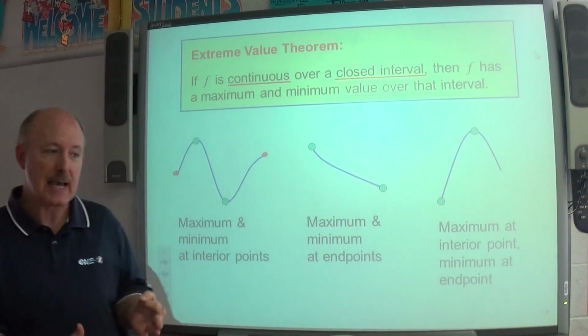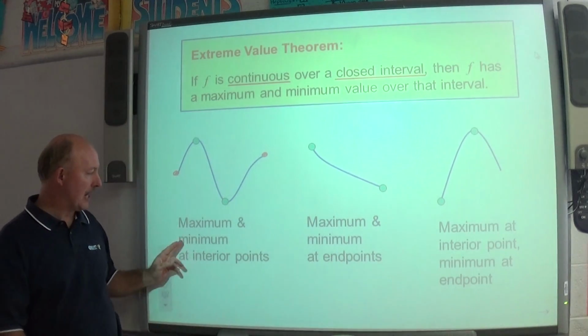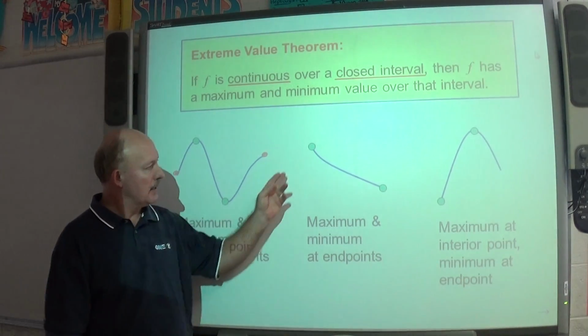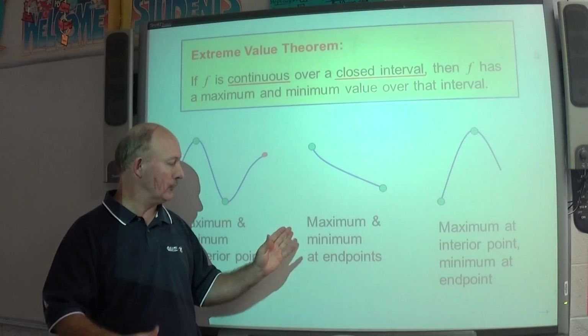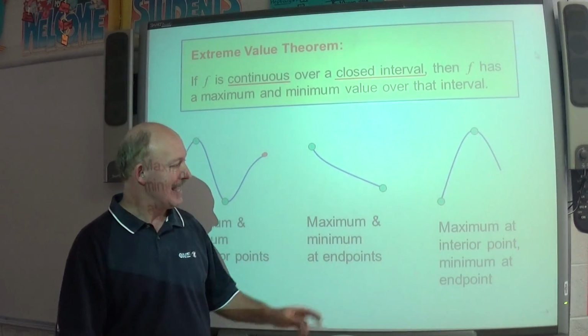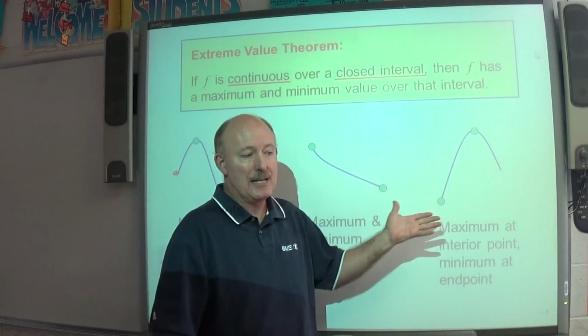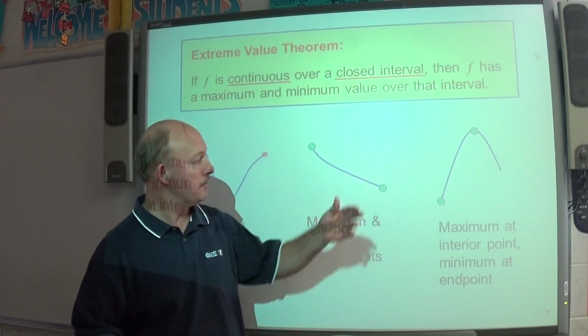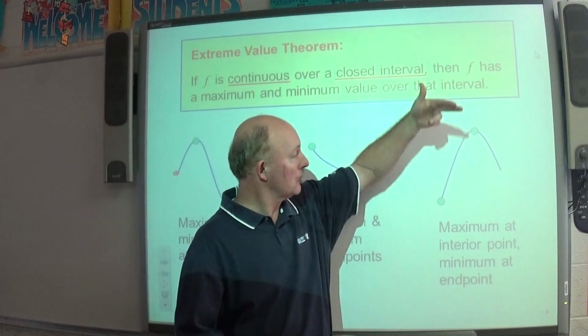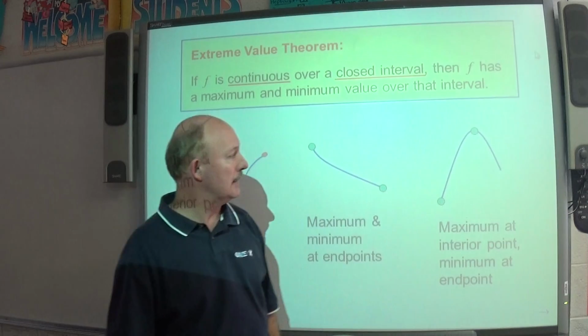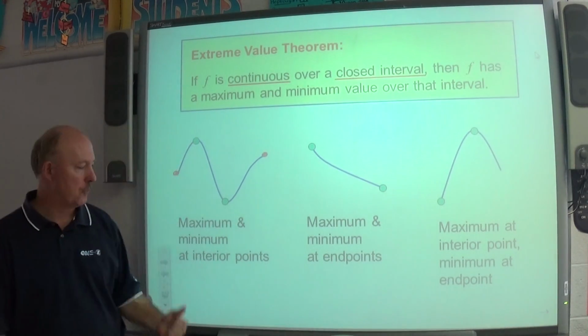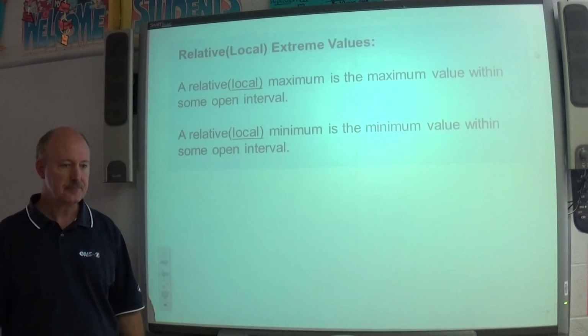So basically three cases that you can have. Minimum and maximum occur in the interior. It's possible that the two endpoints could be your maximum and minimum. And it's possible that one endpoint could be a maximum or minimum, and the other could be at an interior point of your function. So one of these three cases is going to happen.